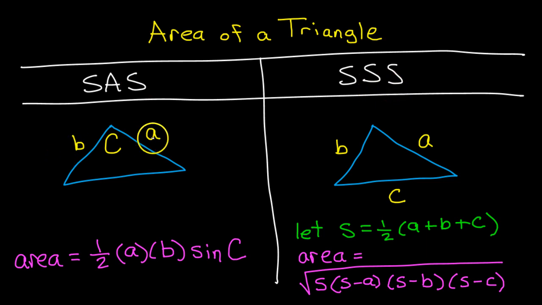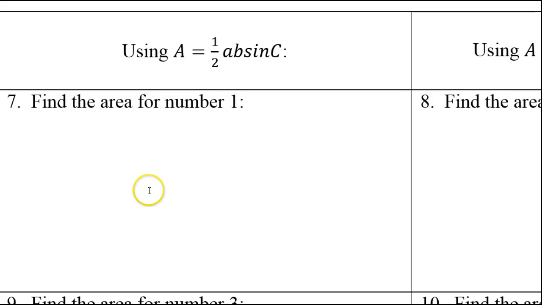If we're given two sides and the included angle, we can find the area of that triangle using this formula. On the other hand, if we're given all three sides of a triangle, we can find the area of the triangle using this formula. Okay, so for problem number 7 here, we're going to wind up using the first formula, and they're mentioning problem number 1.